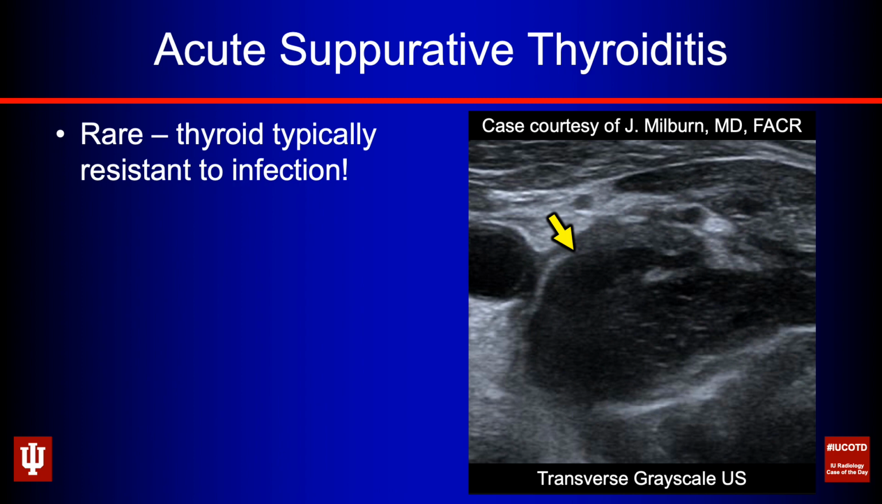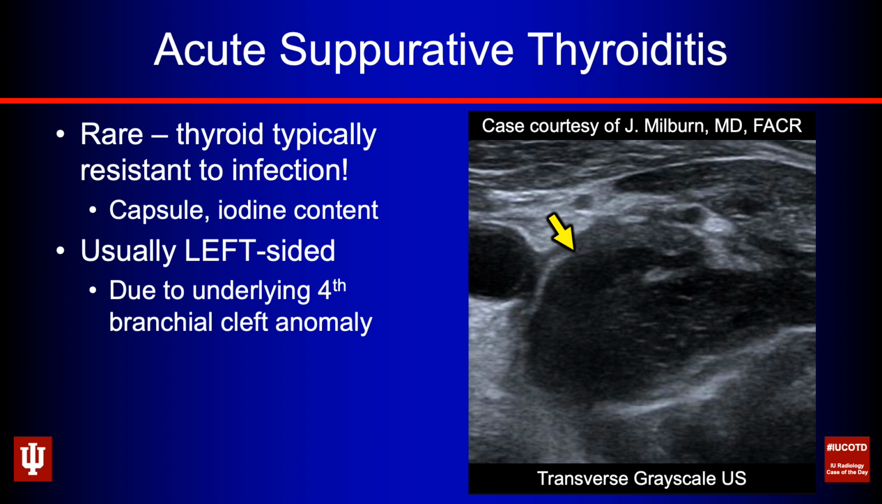Next topic is acute suppurative thyroiditis. And this is quite a rare diagnosis, and that's because the thyroid is typically pretty resistant to infection because it's an encapsulated organ that makes it harder to infect, and it has its own preservative in it. It contains high iodine content, which is bactericidal.